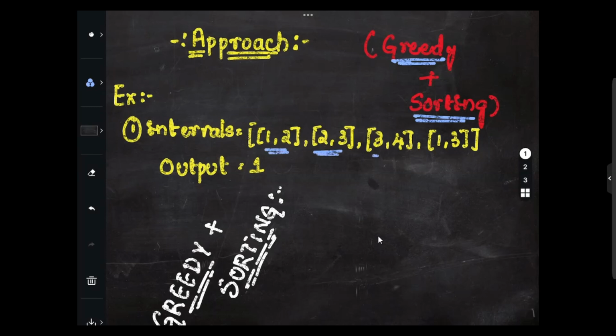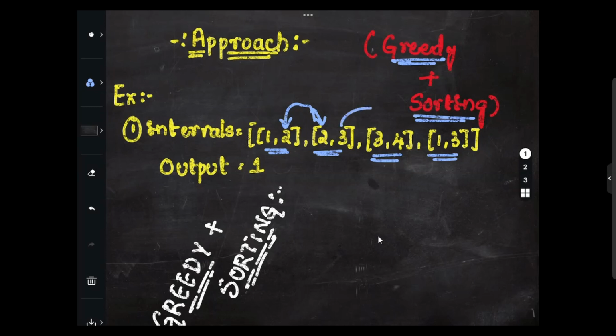So here we have 1 2, 2 3, 3 4 and 1 3. We have already discussed this one. The y coordinate of the first interval and the x coordinate of the second interval are the same here in this case, so they are non-overlapping. Next let's go to the second interval here.